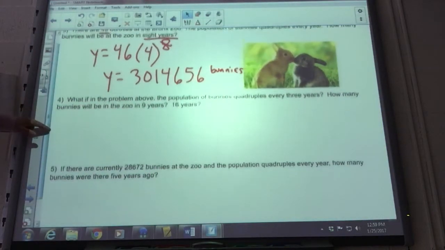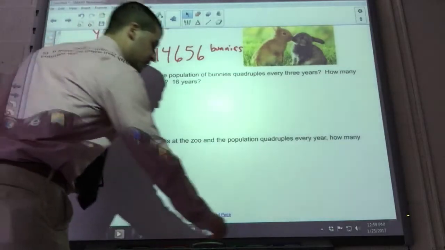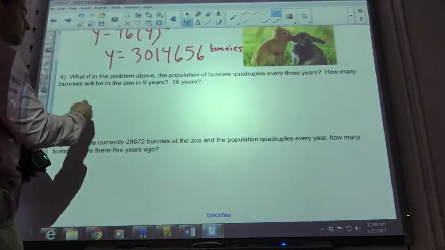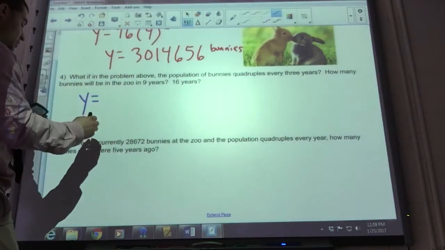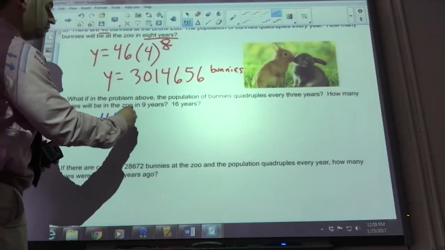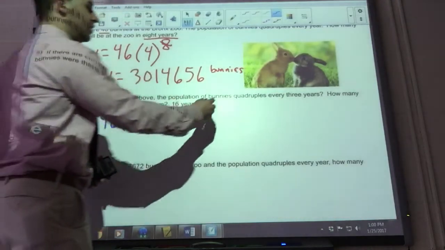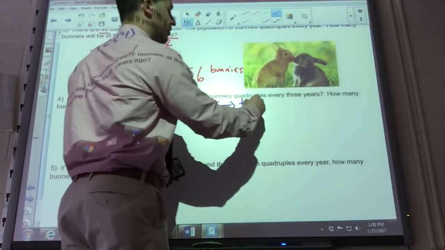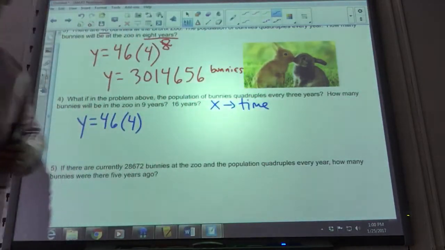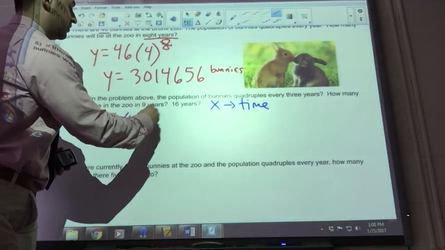Now I'm going to throw a couple wrinkles at you. In this problem, it's asking what happens if bunnies quadruple every 3 years. To make that adjustment in our formula, the change is on the time. In our problem before, we talked about time being 8 years, and we put that as our exponent. As you remember, way back when, x is time, when we're thinking about independent and dependent variables. So if we're trying to adjust our time to be every 3 years, we'll just put our exponent over 3.